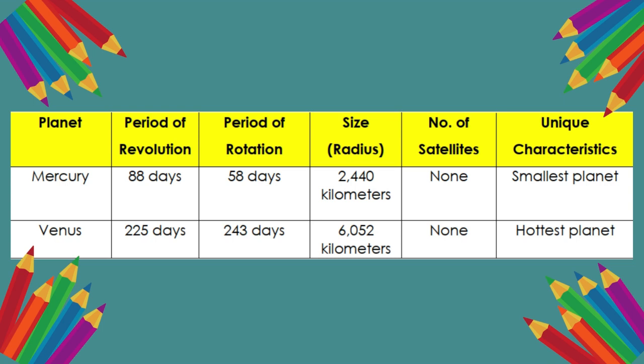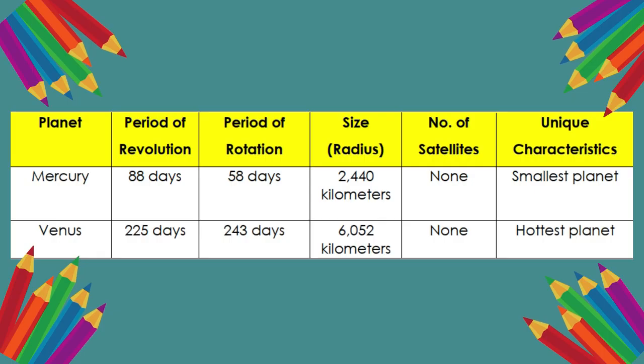On the sixth column of the table, you will write the unique characteristics of the planet. The unique characteristic of Mercury is, it is the smallest planet. The unique characteristic of Venus is, it is the hottest planet. Mga bata, using the information stated, we could directly compare the two terrestrial planets. In comparing planets, you should take note of its characteristics using the table. Use the table in writing your comparison. State the information answering these questions.